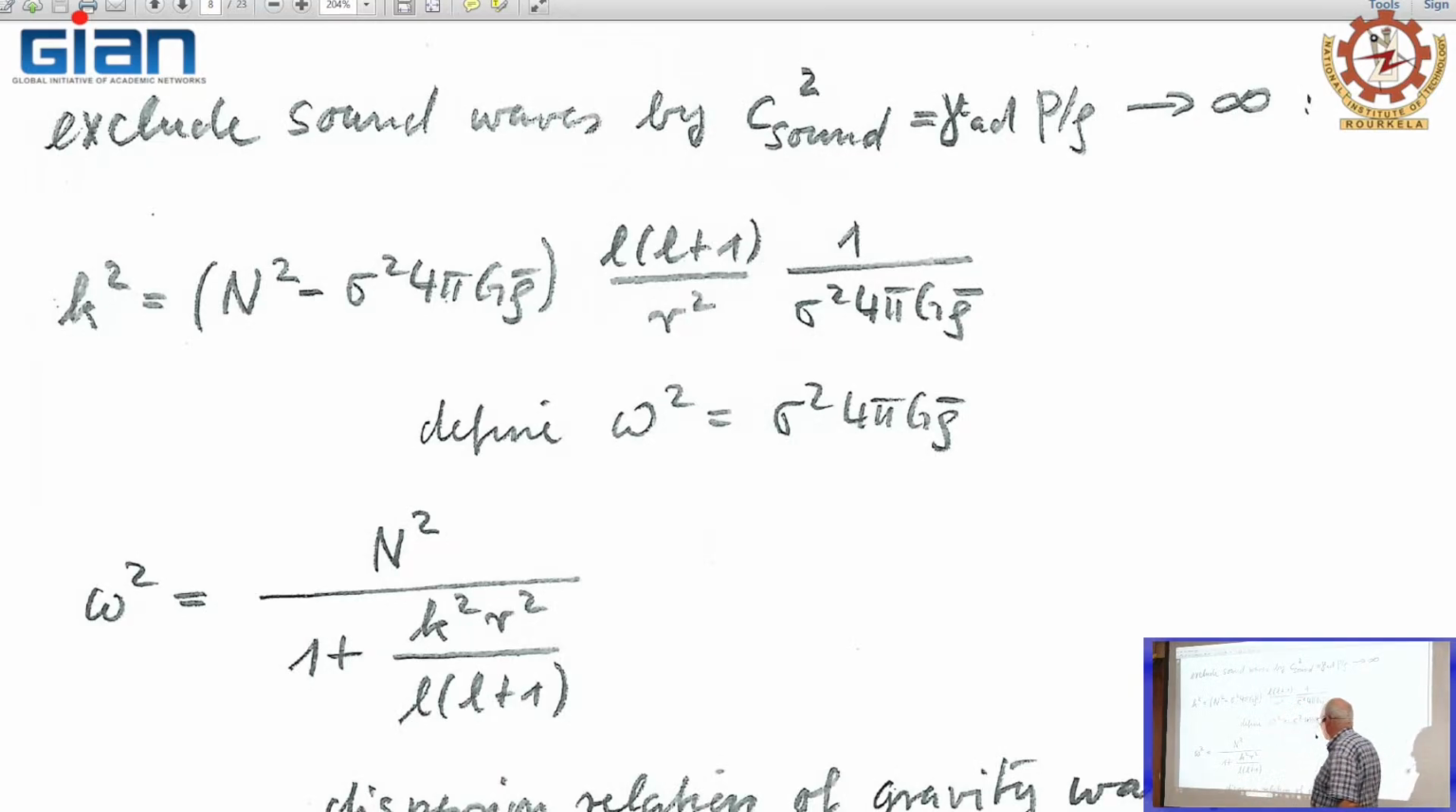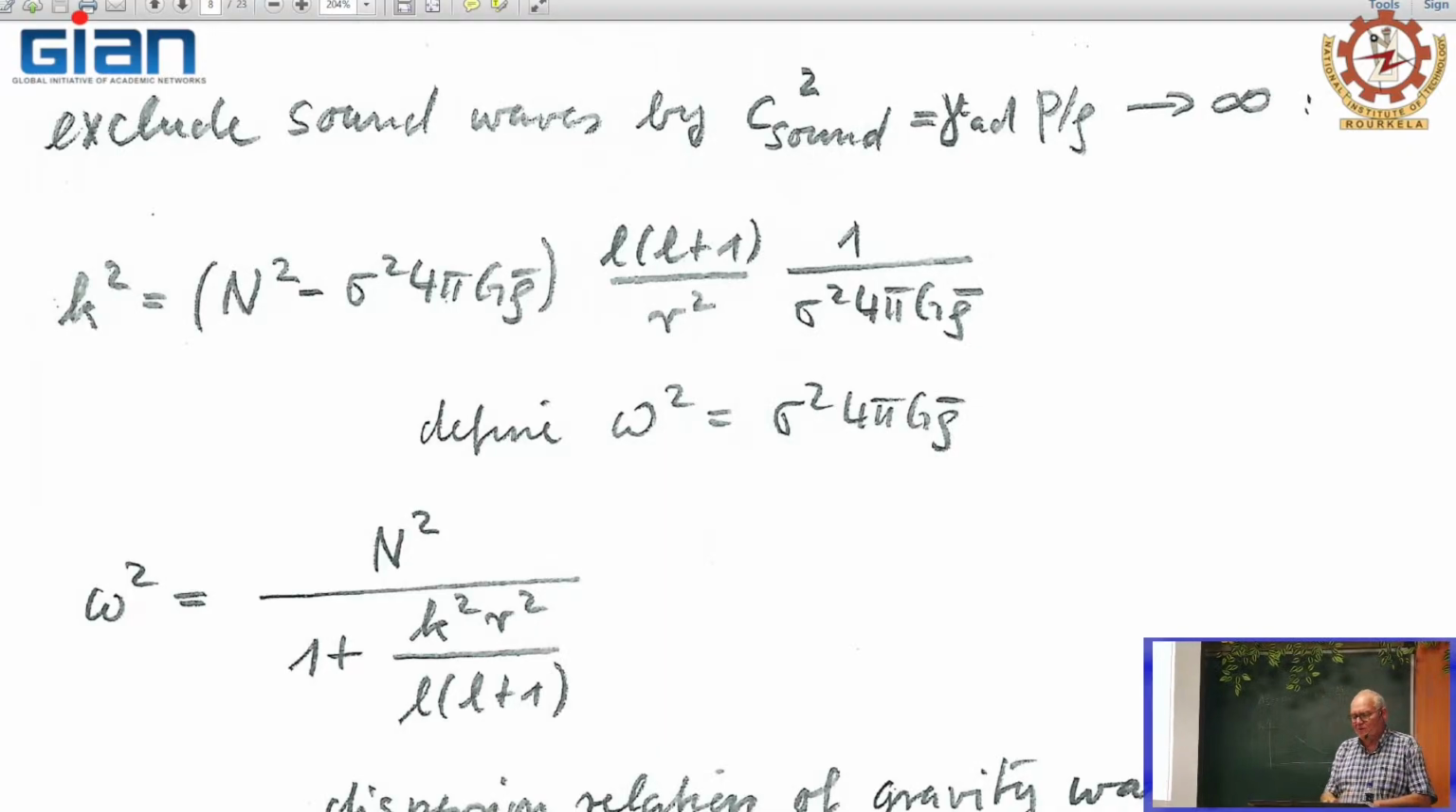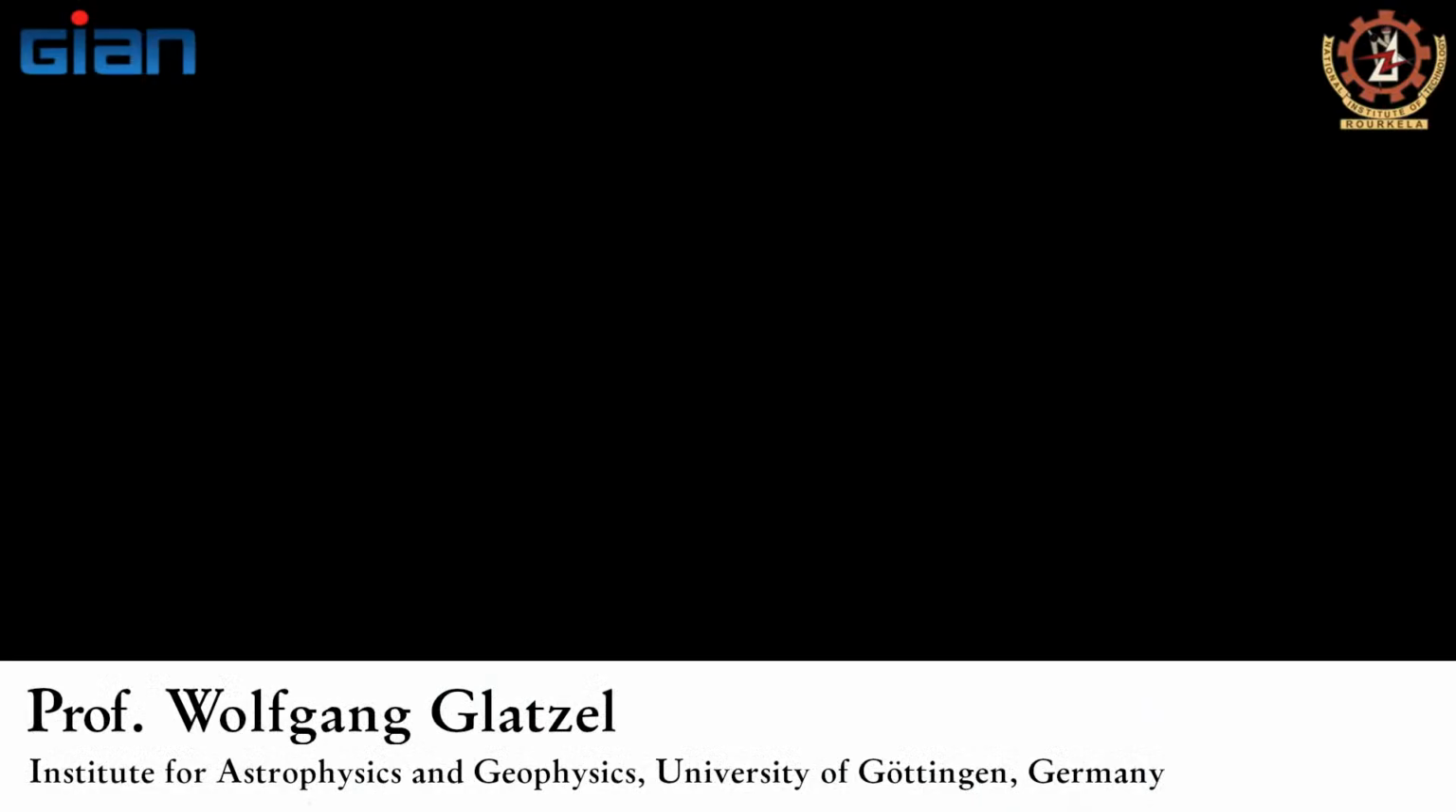Okay, so we end up in these two limiting cases. Once we exclude either the gravity waves or we exclude sound waves, then we end up either with a dispersion relation for sound waves or the dispersion relation for gravity waves. Okay, let's stop here, and we will continue on this subject then tomorrow.